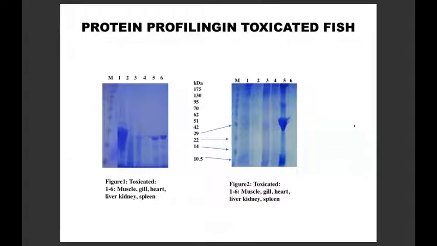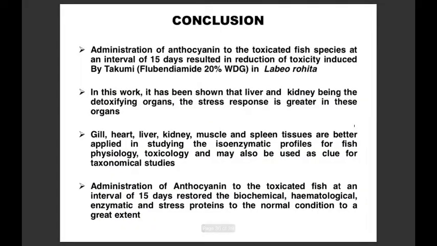If we see the SDS-PAGE of the protein profiling in the intoxicated fish, we observe some very dark, high intensity bands of stress related proteins, very overexpressed in these intoxicated fish, having band sizes of 10.5, 14, 22, and 29. These are highly overexpressed bands, and these are the toxicated proteins here. So coming to the last part of my research, that is the conclusion.